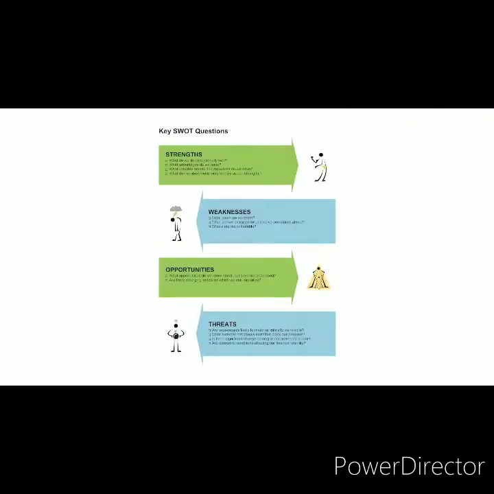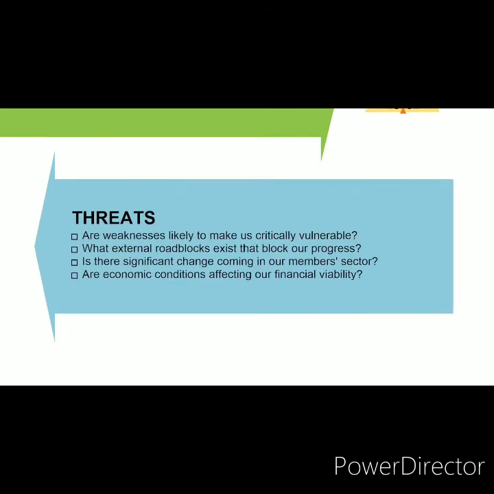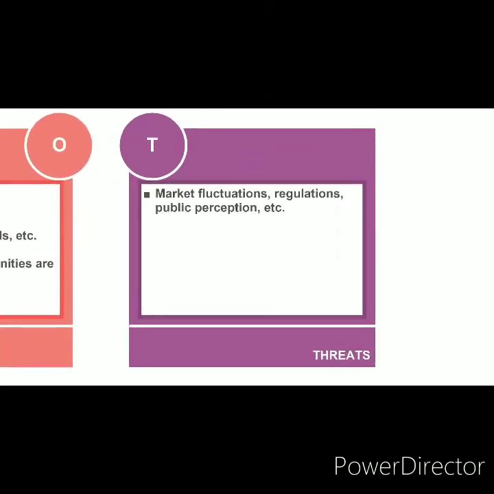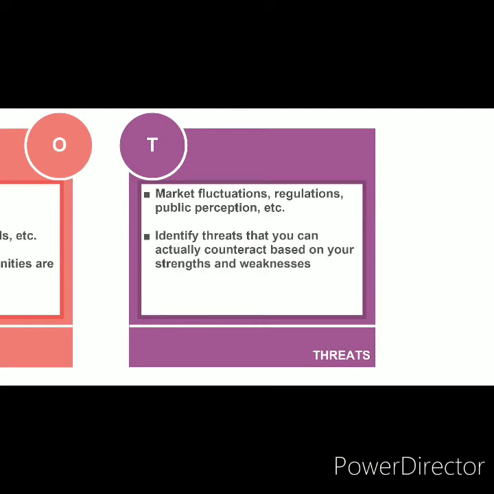And now we'll try to figure out how to respond to threats to your business. Market fluctuations, government regulation, or public perception are all external factors that may affect your business in a negative way. By identifying these threats and finding ways to lessen or eliminate them, you are clearing the way for smoother sailing. As with opportunities, you need to consider your strengths and weaknesses when assessing threats.